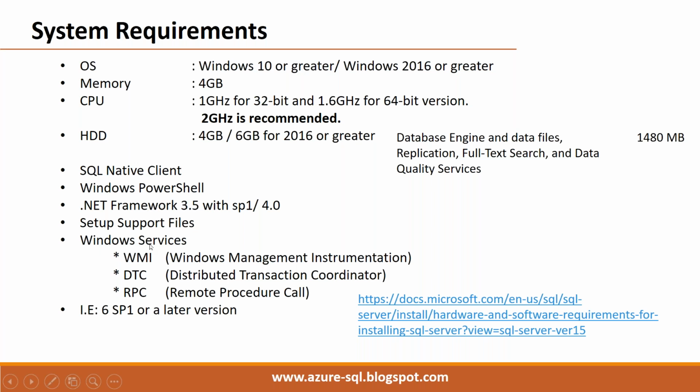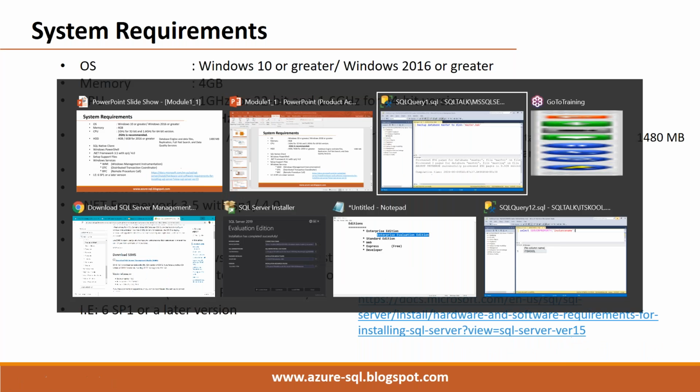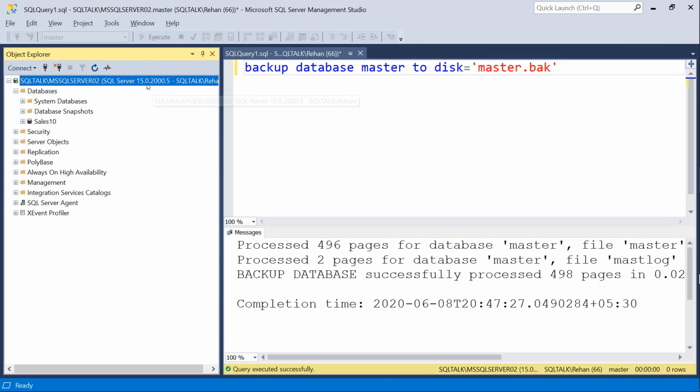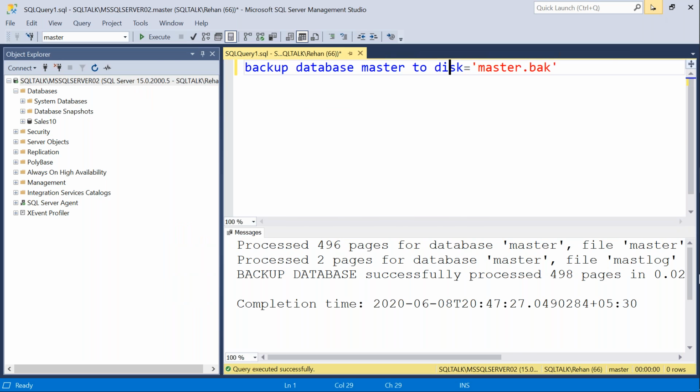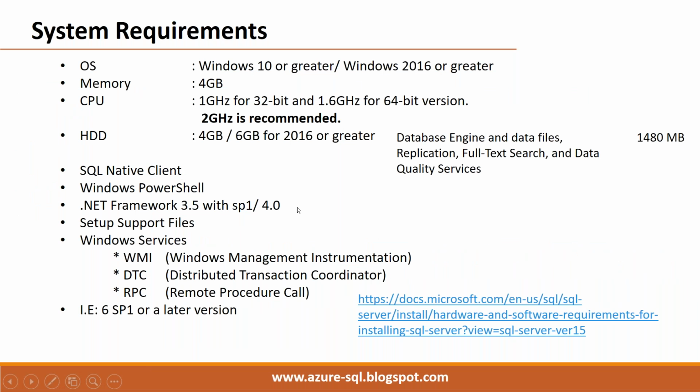Then some Windows services should be installed, such as WMI, DTC, and RPC. These also come along with the OS. Then Internet Explorer 6.0 with SP1 or a higher version is required. It is not compulsory, any browser works. We can see the complete requirements here. Version 15 means what? 15.0, which is the 2019 version. We have to understand that these are the very basic prerequisites to install SQL Server.